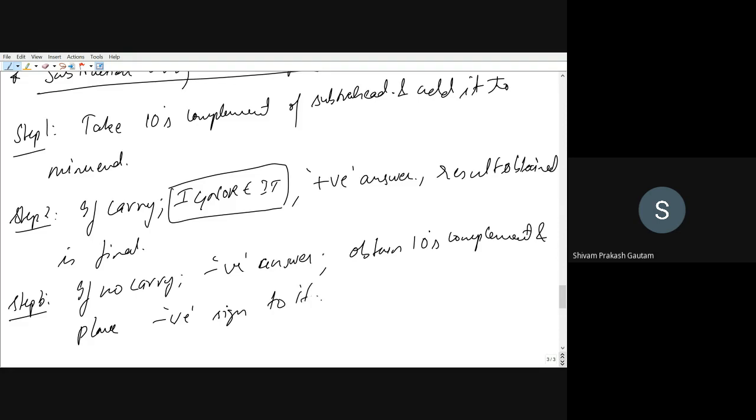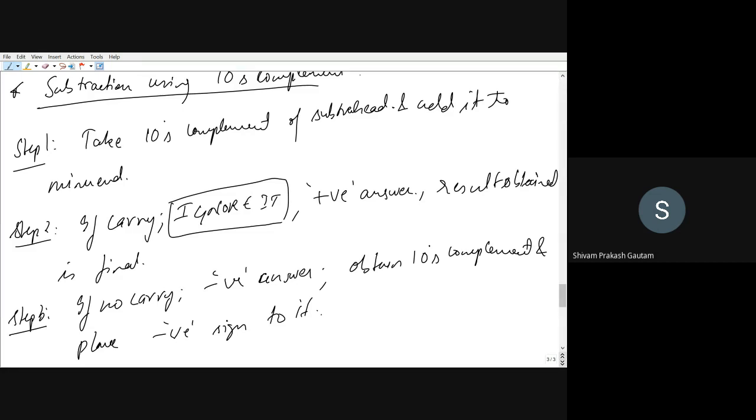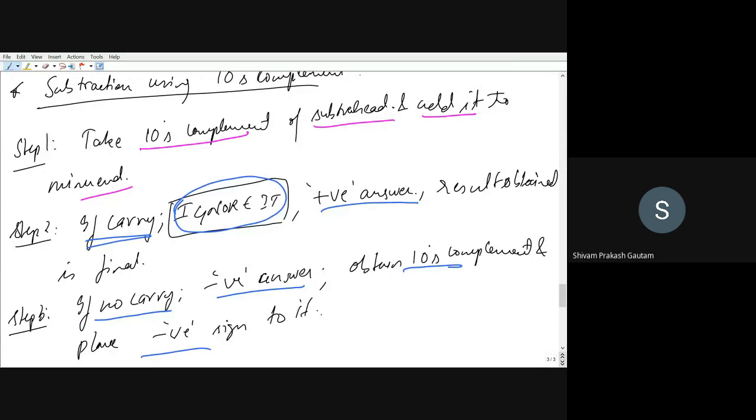So again, the steps are the same. For doing subtraction using 10's complement, we take the 10's complement of the subtrahend and add it to the minuend. If you are generating carry, we have to ignore that carry. In the previous 9's complement, we were adding the carry to the least significant digit, but here we have to ignore it, and whatever the answer is, that will be the answer, and it will be positive. Second case, if there is no carry, that means our answer is negative, and we have to obtain the tens complement. In previous cases, if there was no carry, we obtained the nines complement and placed a negative sign. In this case, you obtain the tens complement and put a negative sign to it.